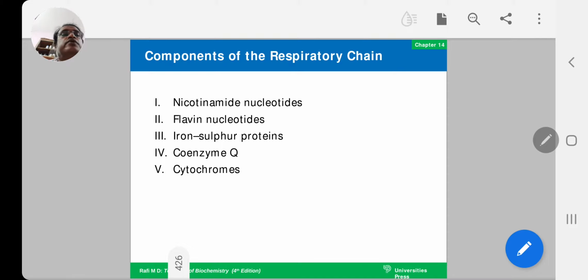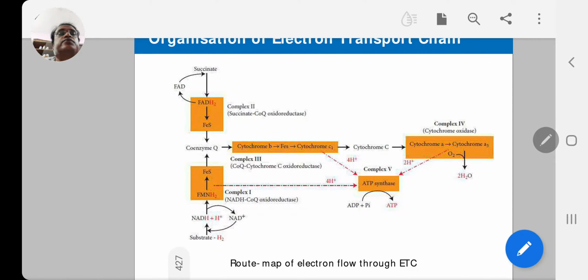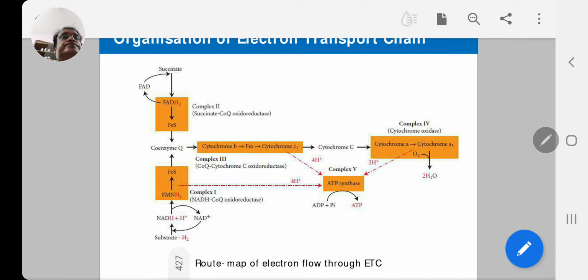Now, components of electron transport chain or respiratory chain. This is a diagram of electron transport chain. This diagram includes the flow of electrons. Various components are also seen, various complexes in this diagram: complex 1, complex 2, 3, 4 and 5.